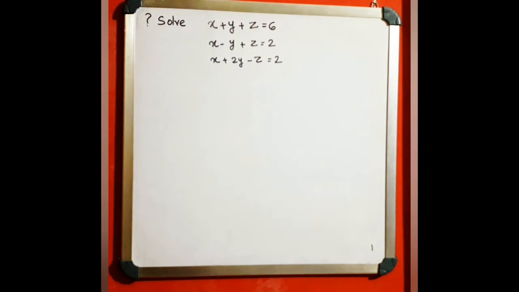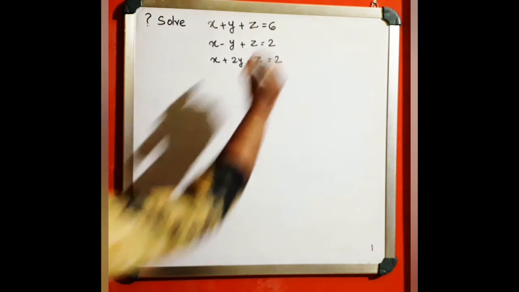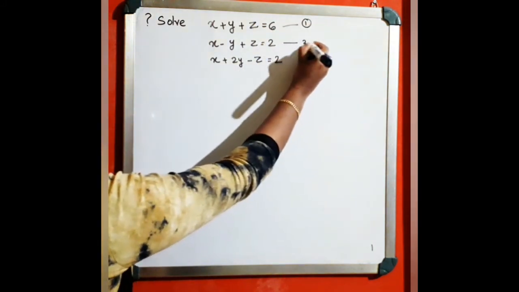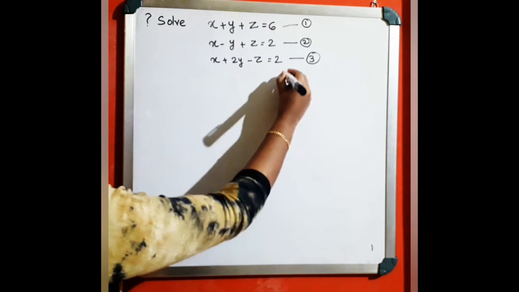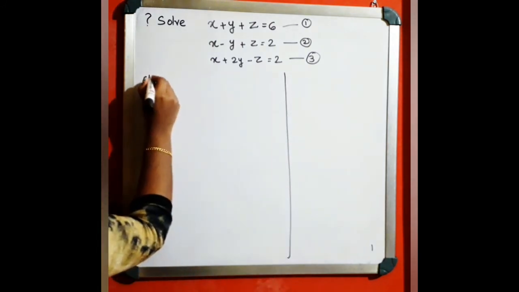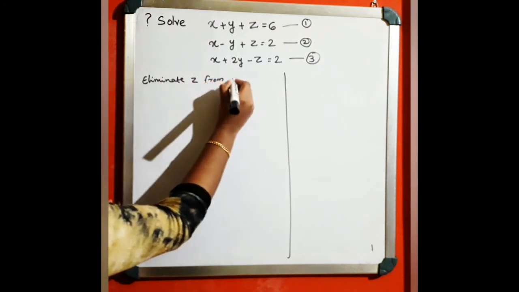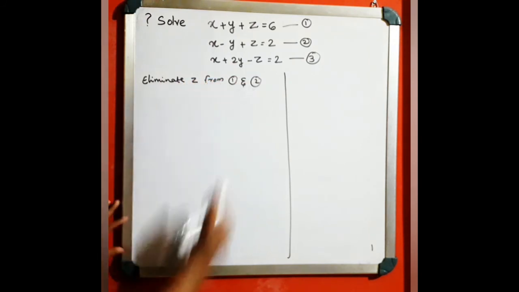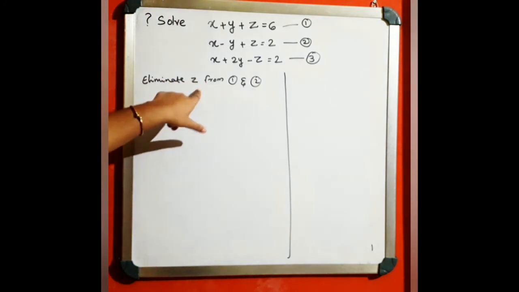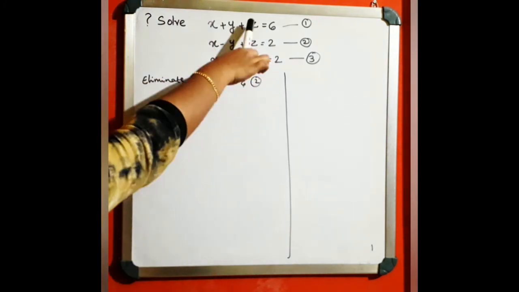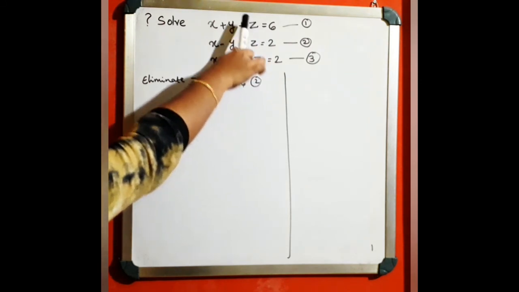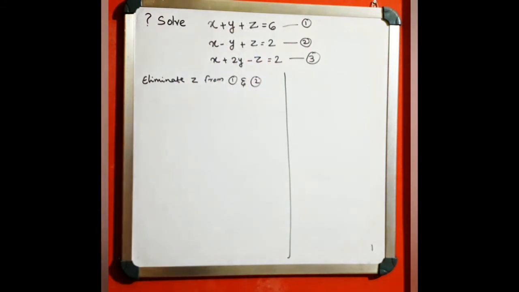Next problem, that is x plus y plus z is equal to 6, x minus y plus z is equal to 2, x plus 2y minus z is equal to 2. This is our first equation, then the second, this is our third equation. First, eliminate z from equation 1 and 2. Here the coefficient of z is 1, here the coefficient is 1. So just subtract this equation, we get another equation.